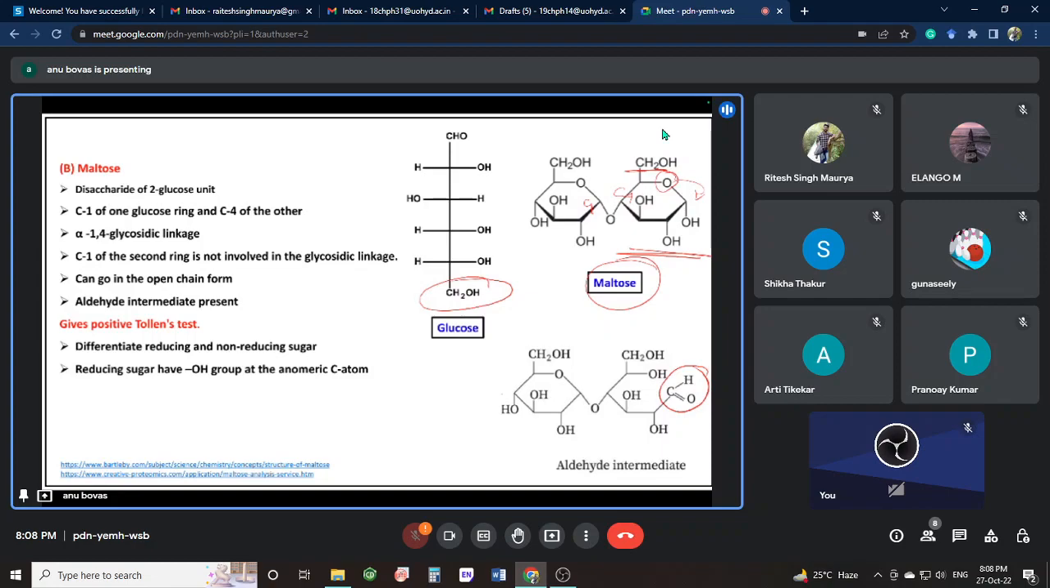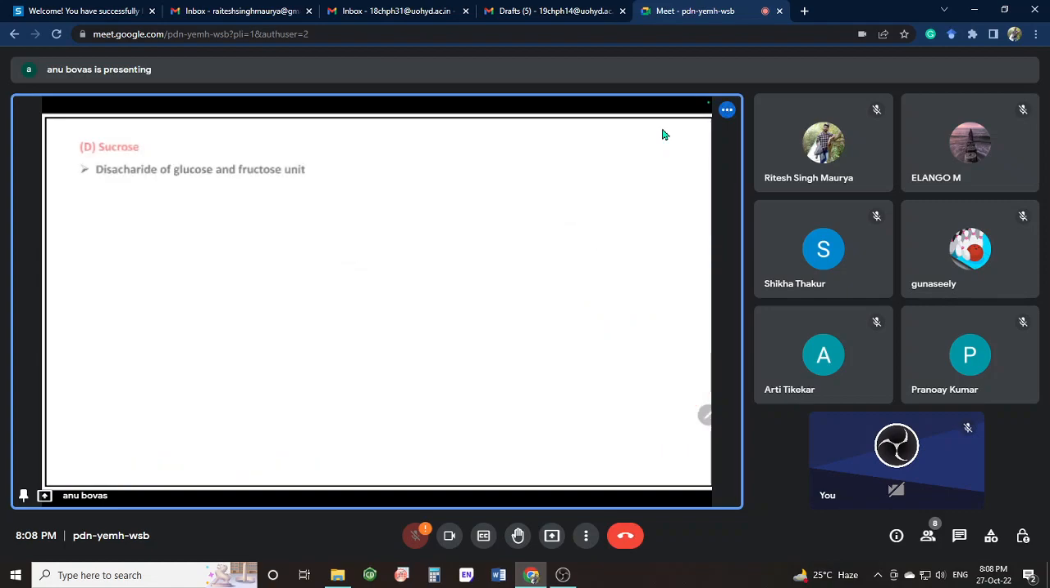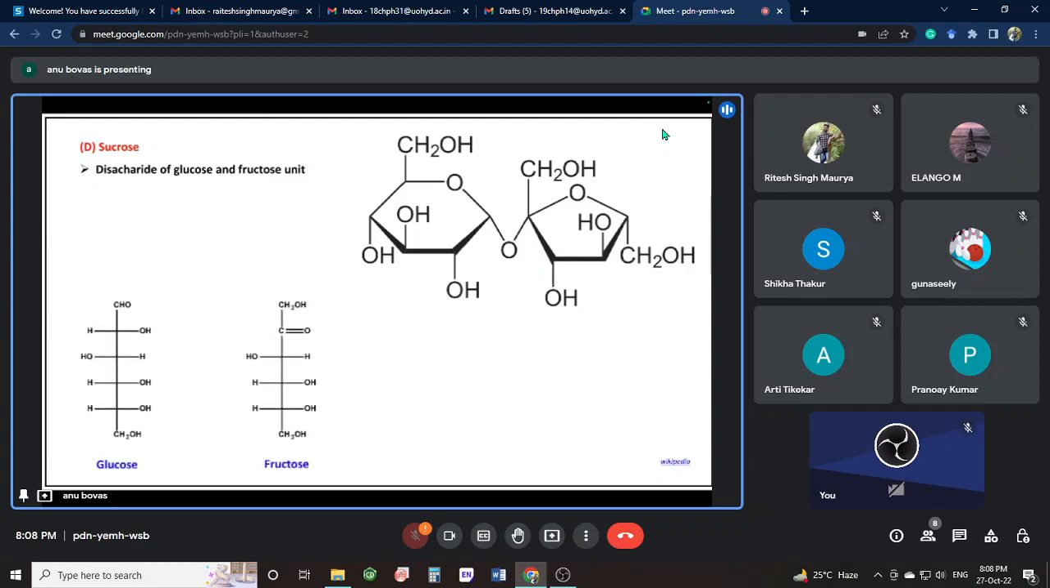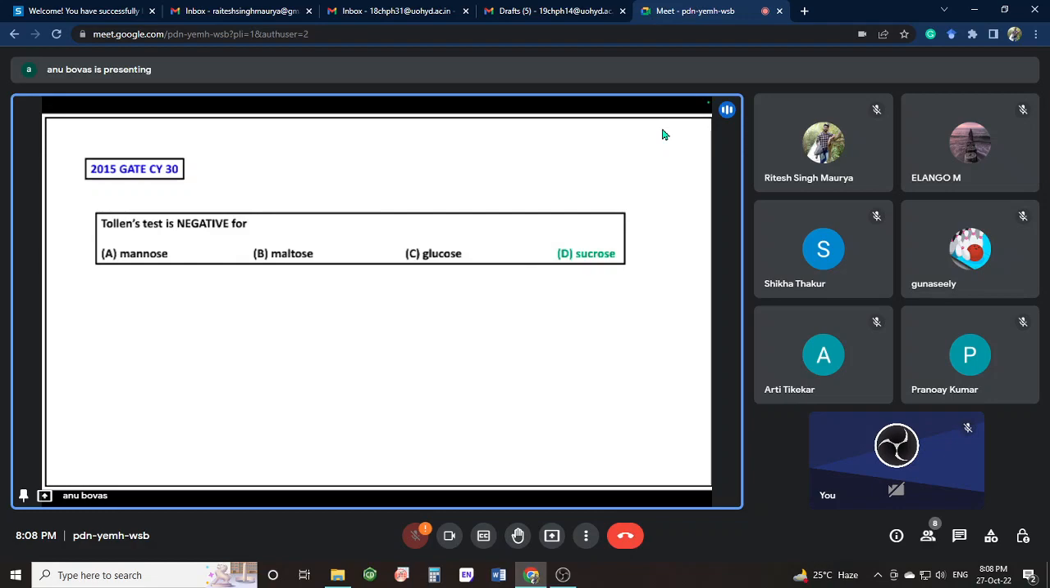In this case, if you know the structure of maltose, you will know that this particular carbon atom next to oxygen has an OH group. So it will give a positive Tollens test. Whereas sucrose is a disaccharide of glucose and fructose units. It is a non-reducing sugar. If we consider both, here one oxygen is there, and the next carbon atom does not have OH because that OH is involved in the glycosidic linkage. Similarly, this carbon atom does not have an OH. So this is a non-reducing sugar and will give a negative Tollens test. So this is about the Tollens test, and the answer is that it will be negative for sucrose.